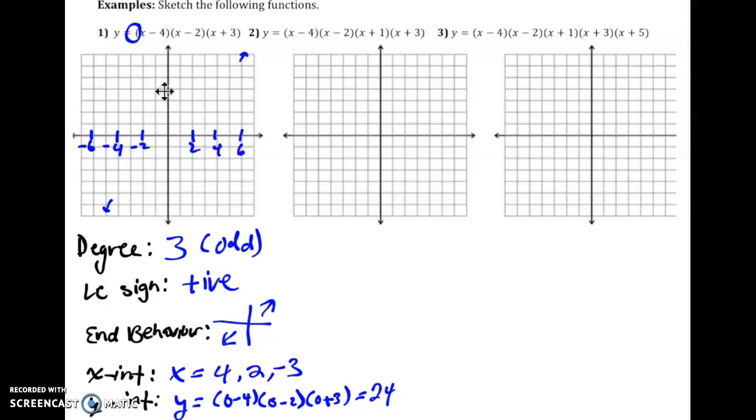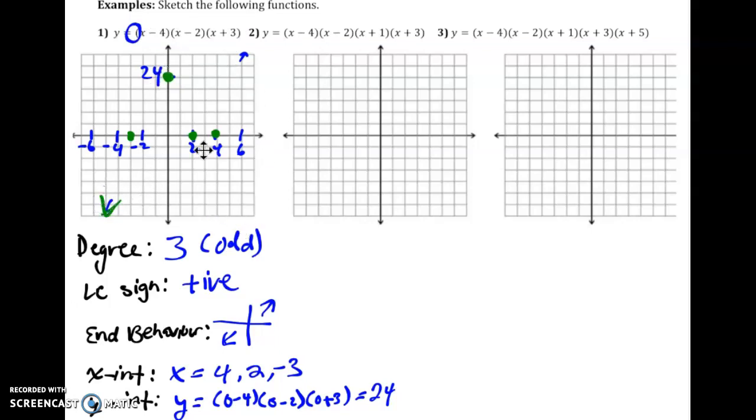And then for my y-intercept, I'm going to magically make this 24. Okay, so my x-intercepts were 4, 2, and -3. My y-intercept is 24. Okay, and there's no special shape on any of the intercepts. So every time we hit an intercept, we're just going to go straight through it like normal.